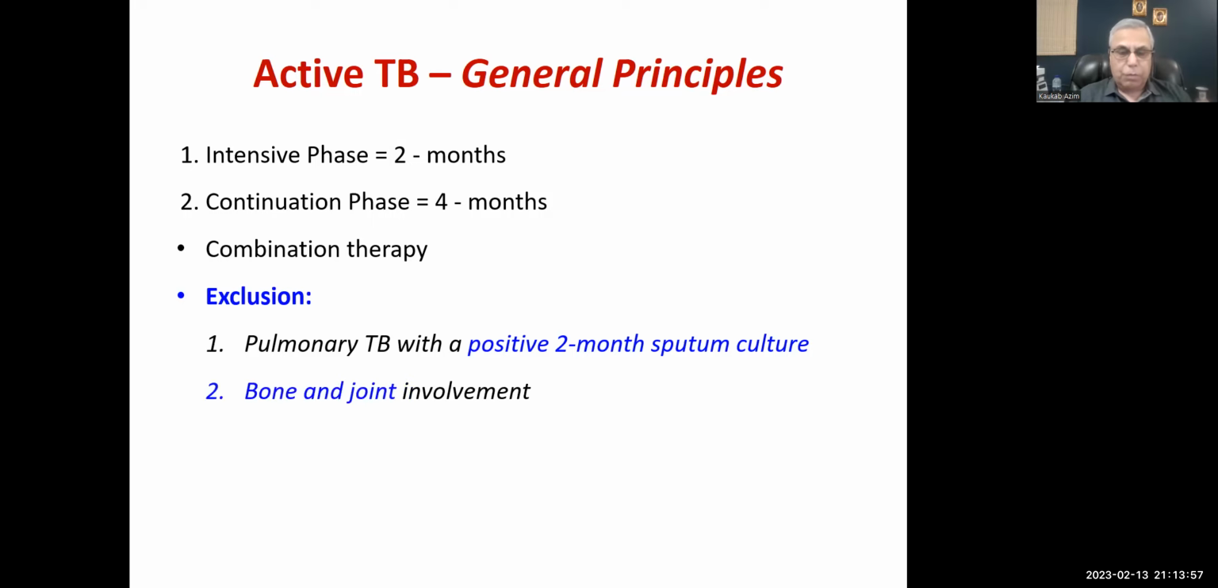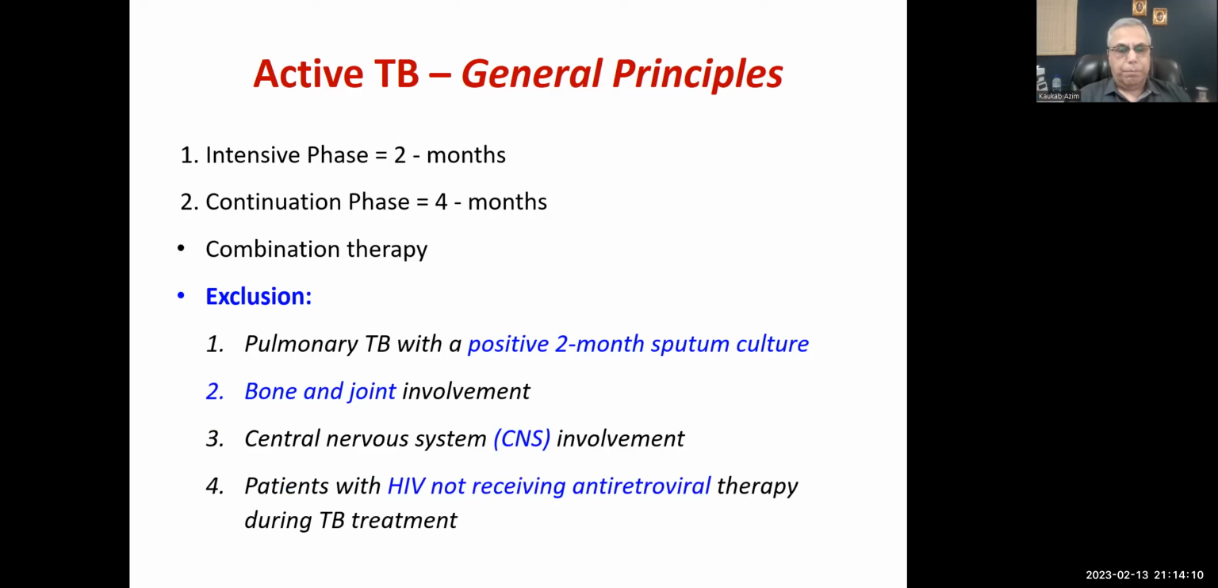Bone and joint involvement. So that means we have to do something. Sometimes you do surgery. Sometimes we give drugs for a longer period of time. CNS involvement. Patients with HIV who are not receiving antiretroviral therapy.